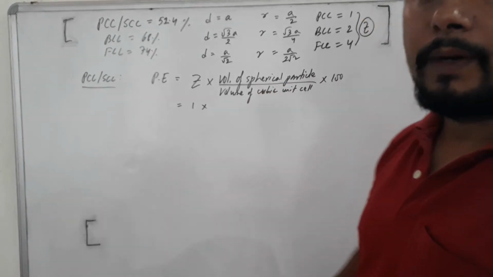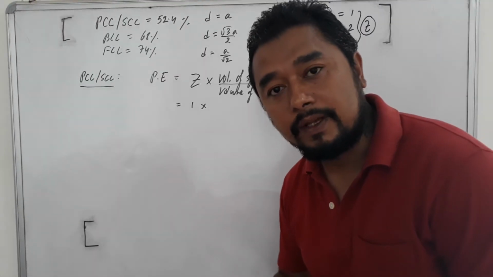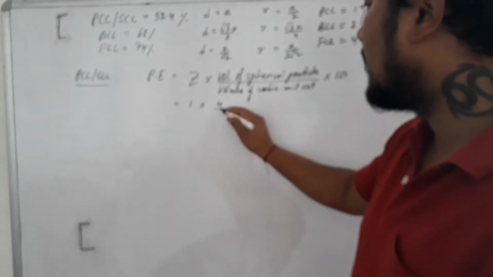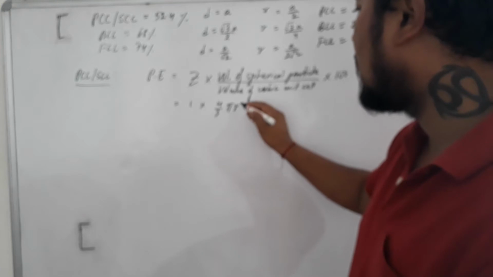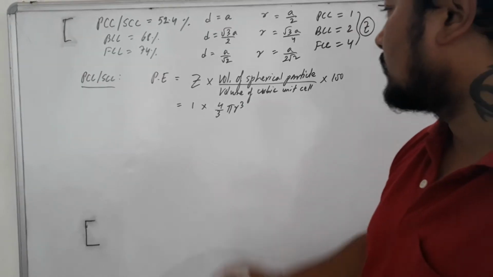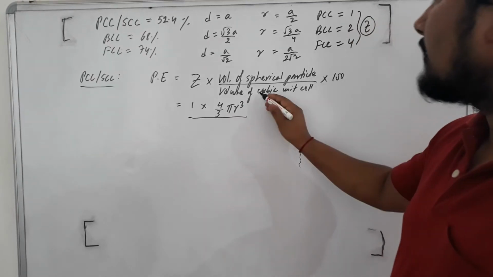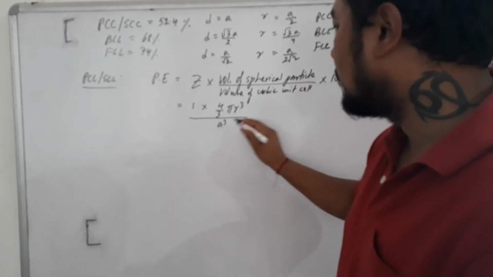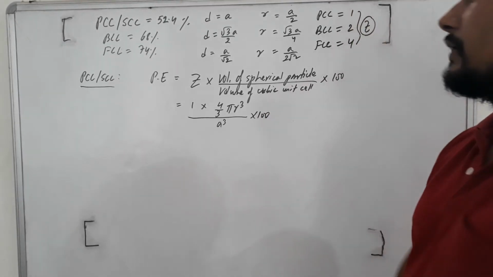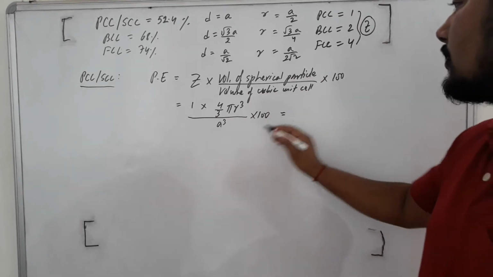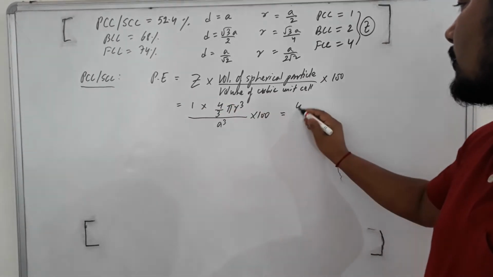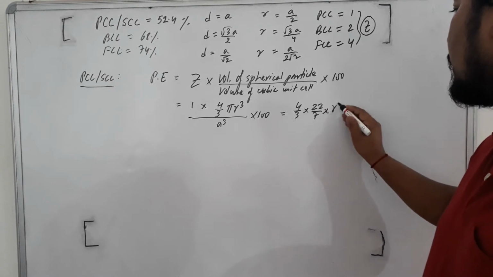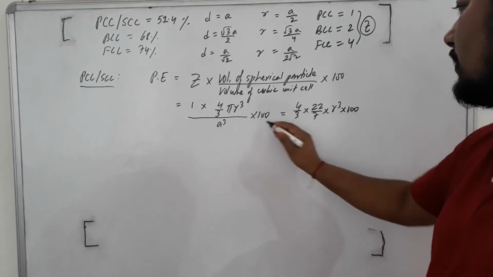Volume of a spherical particle, here we consider the atom as a spherical particle, so its volume will be 4 by 3 pi r cube, the formula of volume of a spherical particle, divided by volume of a cubic unit cell. Cube volume formula is A cube, students, then into 100. Now we'll further solve the packing efficiency. 1 no need to write. So here it is 4 by 3, pi means 22 by 7, r cube, into 100.